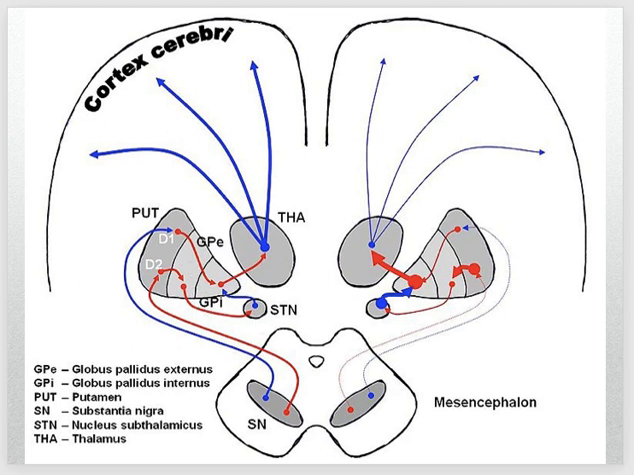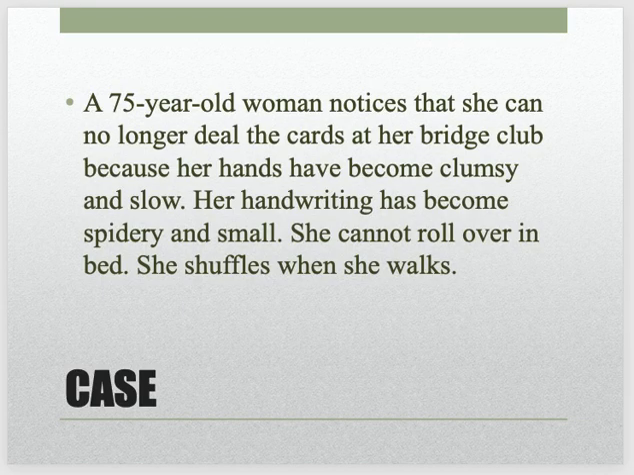Okay. I would like to start my Parkinson's disease explanation from this case. Why? Because if you remember this case, you will know the features. A 75-year-old woman notices that she can no longer deal the cards at her bridge club because her hands have become clumsy and slow. Her handwriting has become spidery and small. She cannot roll over in bed. She shuffles when she walks. Okay, now I will explain.